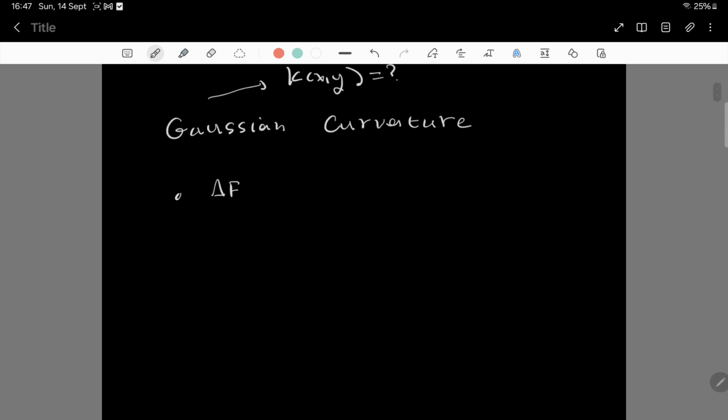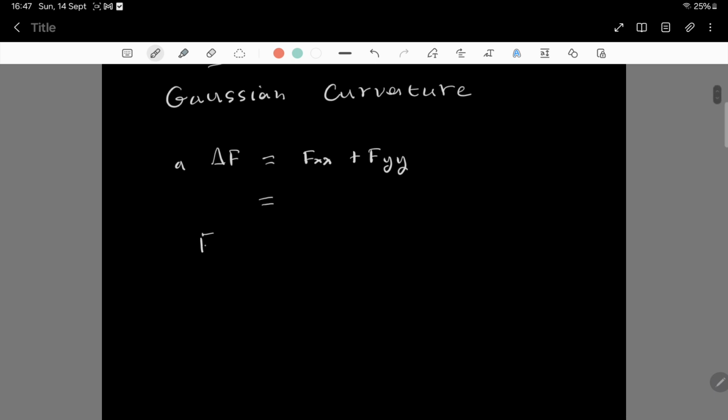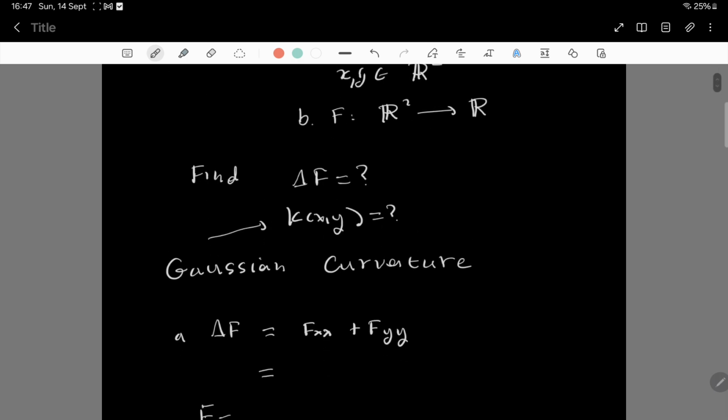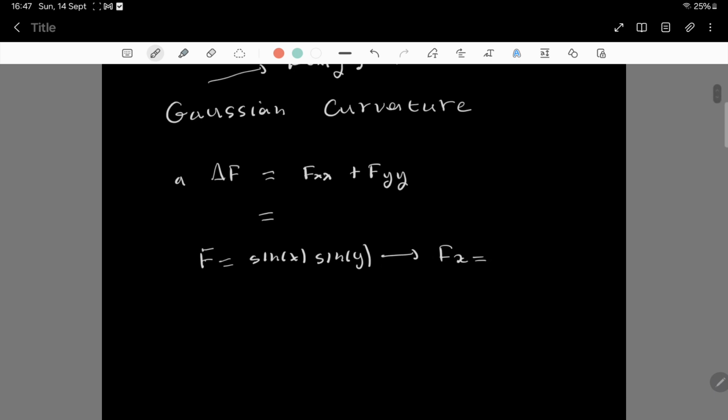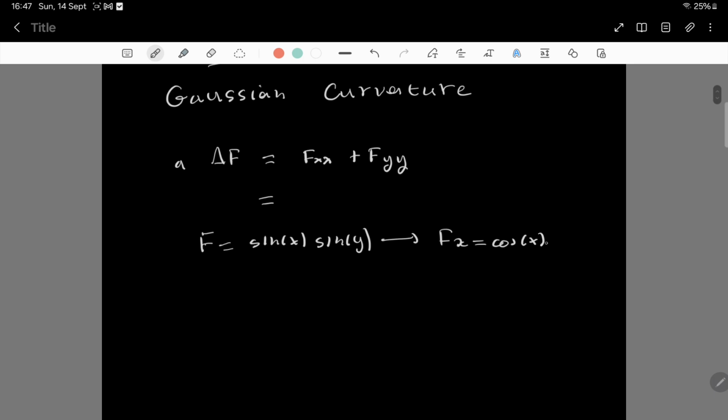So the Laplacian of a function is the second derivative of the function with respect to x plus the second derivative of the function with respect to y. My function is sin x, sin y. I take the partial derivative with respect to x and I get cos x sin y. Then I take the second derivative, and that's gonna be minus sin x sin y.